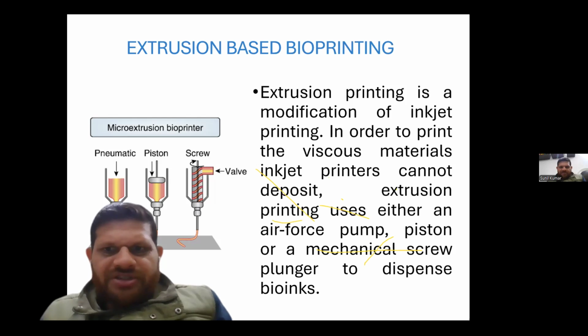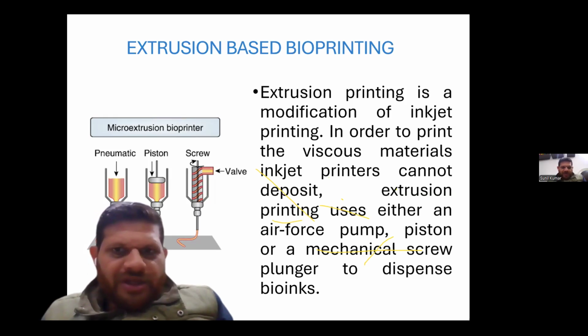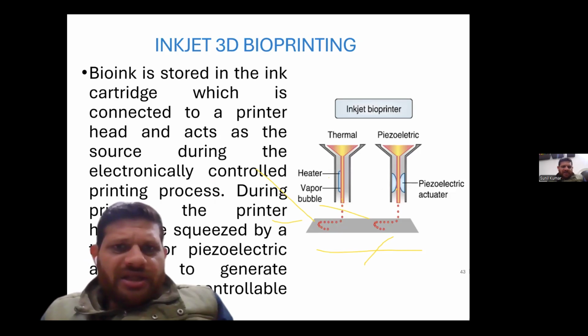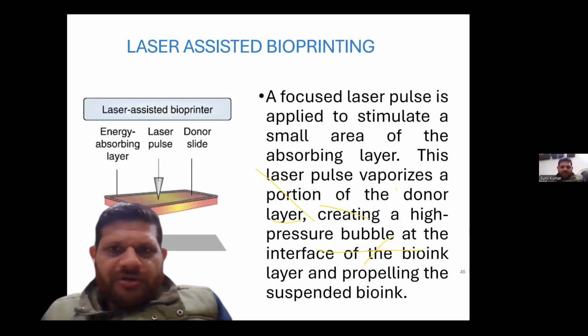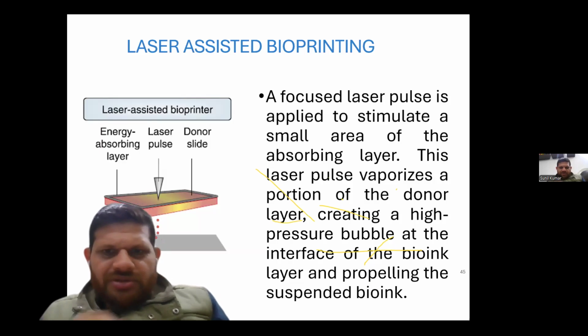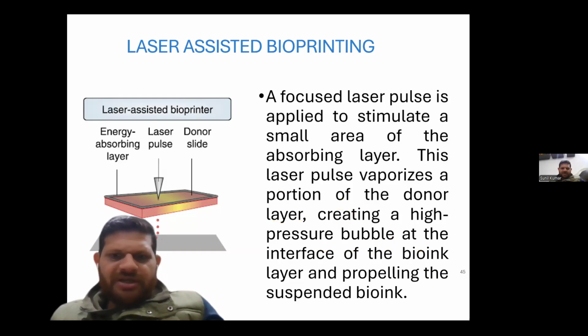In this printer, the viscous materials which cannot be printed with the help of inkjet printers are used. Extrusion printing uses either air force pumps or piston or mechanical screw plungers to dispense the bio-ink from the extruder. And in laser-assisted bioprinting, a focused laser pulse is applied to stimulate a small area of the absorbing layer. This laser pulse vaporizes a portion of the donor layer, creating a high pressure bubble at the interface of the bioink layer and the donor layer, propelling the suspended bioink.